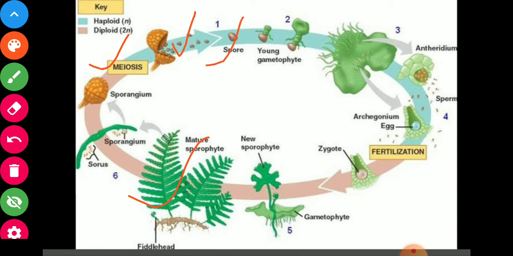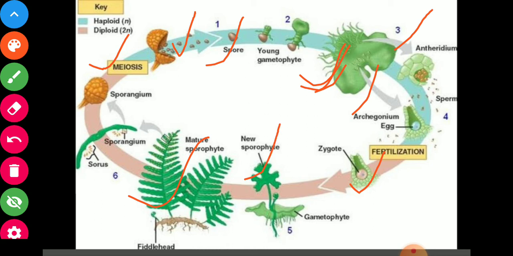Spores germinate and form the prothallus. This is the prothallus, this structure. On the prothallus there are sex organs present, like antheridium and archegonium. The archegonium produces the egg cell and the antheridium produces sperms. After fertilization, which takes place here, the zygote is formed and the zygote develops into a new sporophyte plant.